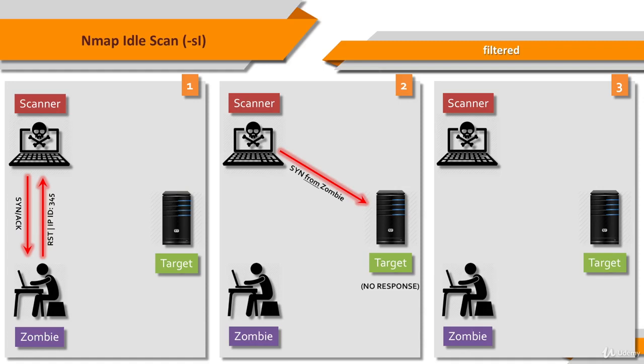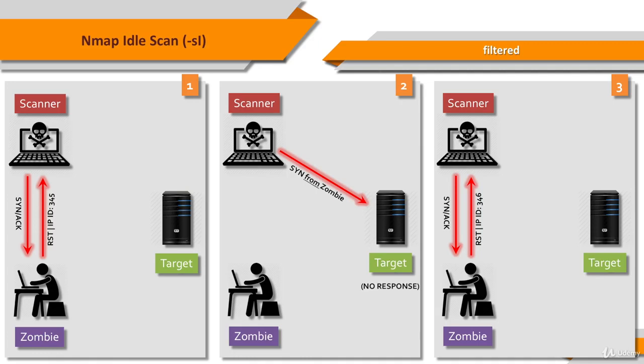Third step is to probe the zombie's IP ID again. The attacker sends a SYN/ACK to the zombie again. The RST packet of the zombie has an IP ID which is increased by only 1 since the first step, so the port is not open.